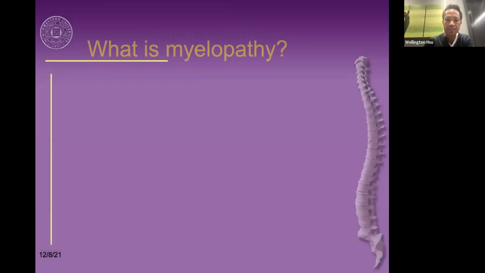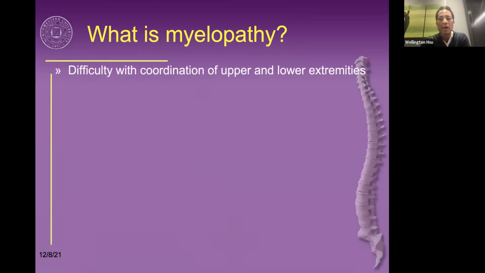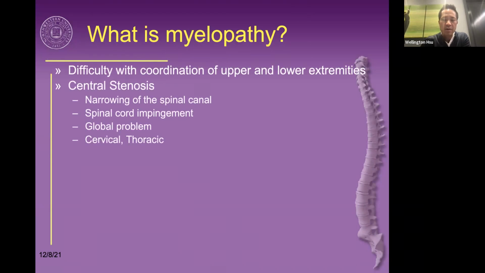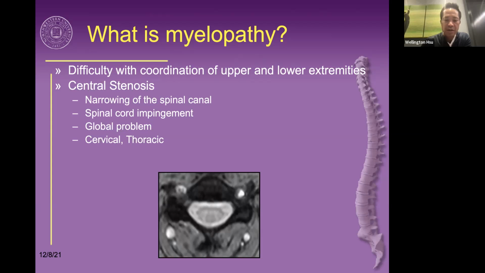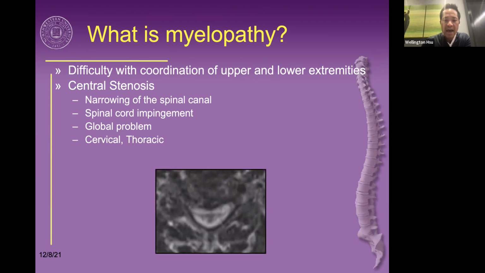So myelopathy is different from radiculopathy. Here we're talking about a functional abnormality of the upper and lower extremities. Patients have myelopathy largely because of central stenosis. Here we see a normal spinal canal with a normal CSF ring around the spinal cord itself. And then here we see a grossly abnormal spinal canal with not only bony abnormalities, but also a congenital type of narrowing of the canal as well.